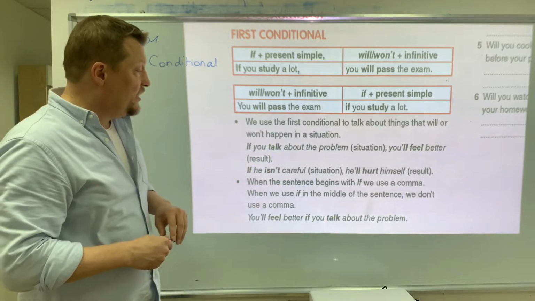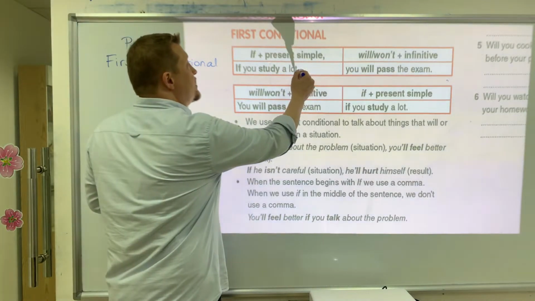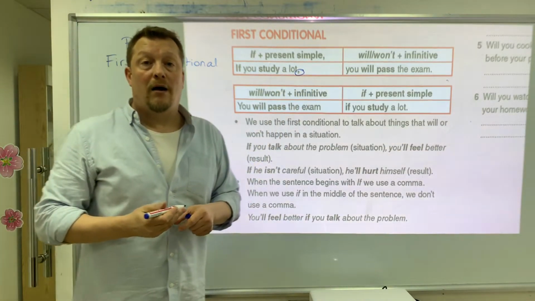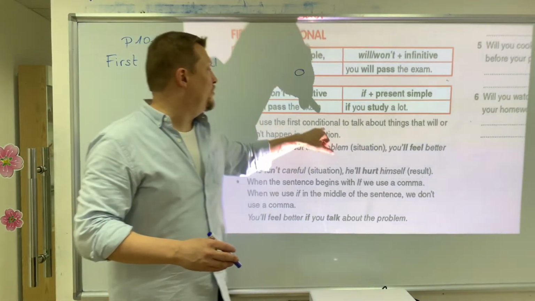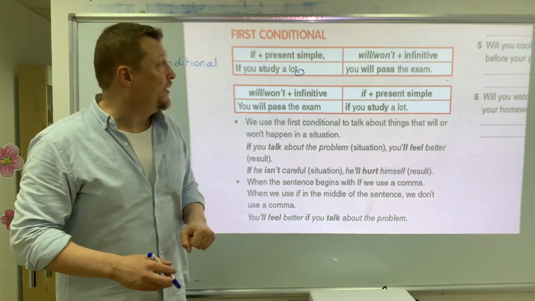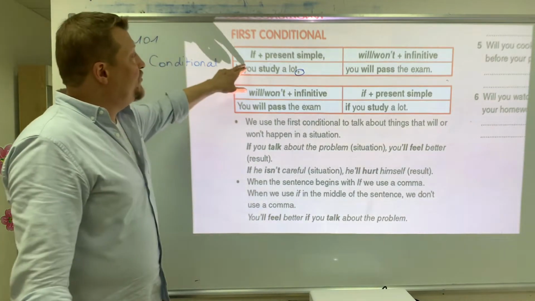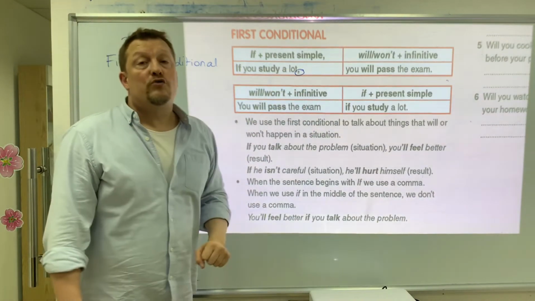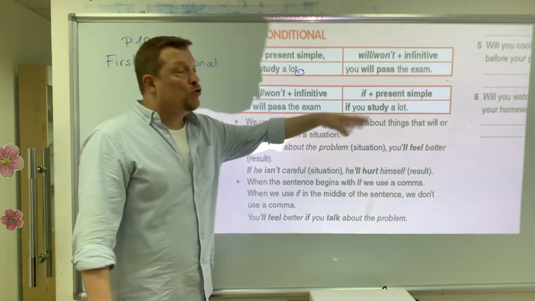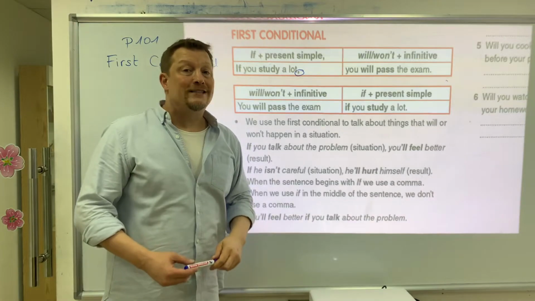The only thing that you might notice here is the comma. There is no comma here, because it's a full stop, and we do not put a comma here. So, if the if clause comes first, you need to use a comma before the will or won't plus infinitive.